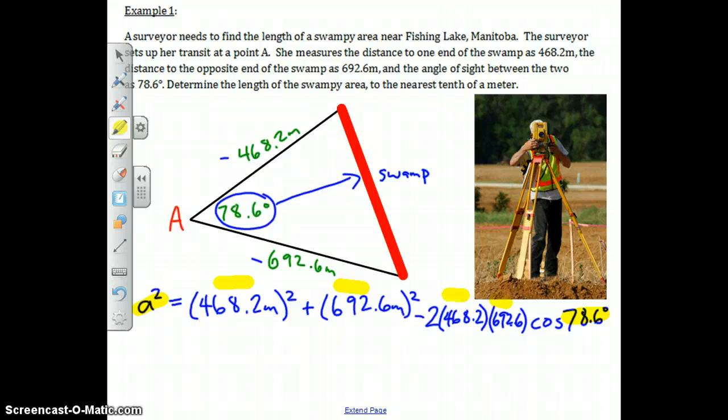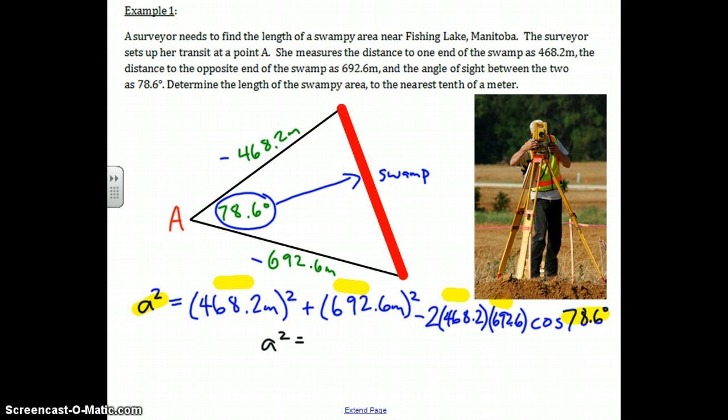Okay, so for this, we're just going to go to our calculator now, enter all of this in there. We can do it in a number of steps, or you can do it in one step. And we'll just work out what A squared is. So calculating all that, we get A squared is 570,715.2, and so on.